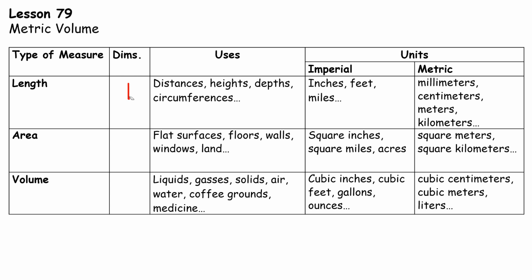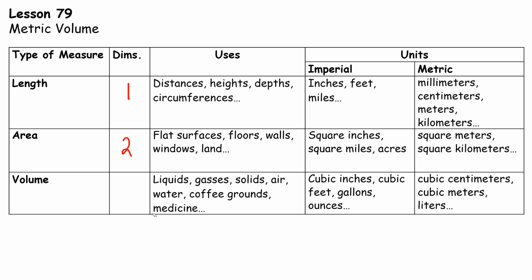In imperial units, we would use inches, feet, miles, yards, that kind of stuff. For metric, they would use millimeters, centimeters, meters, kilometers, and those things. Area is a two-dimensional measurement, and we use it to measure flat surfaces like floors, walls, windows, land. We're trying to figure out how many squares of a certain side will fit on top of that flat surface. In imperial units, square inches, square miles, acres, lots of different things. In metric, we have square meters, square kilometers, etc.